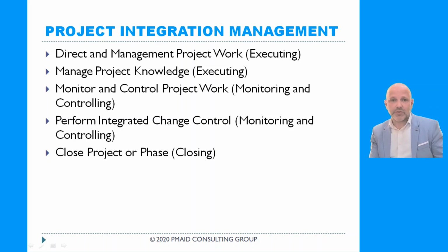And the last process is called close project or phase. Here we go through the closing activities. We document lessons learned. We make sure that all the contracts are closed. We make sure that all the team members are released, and we make sure that all the project information is stored properly. There are no outstanding project activities. All of that is part of our closure when it comes to closure of the project.